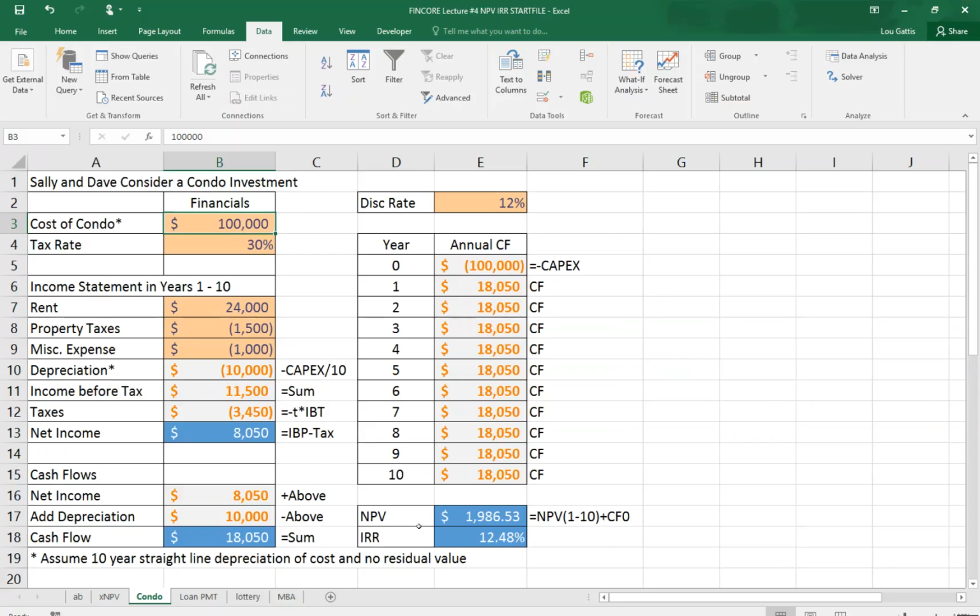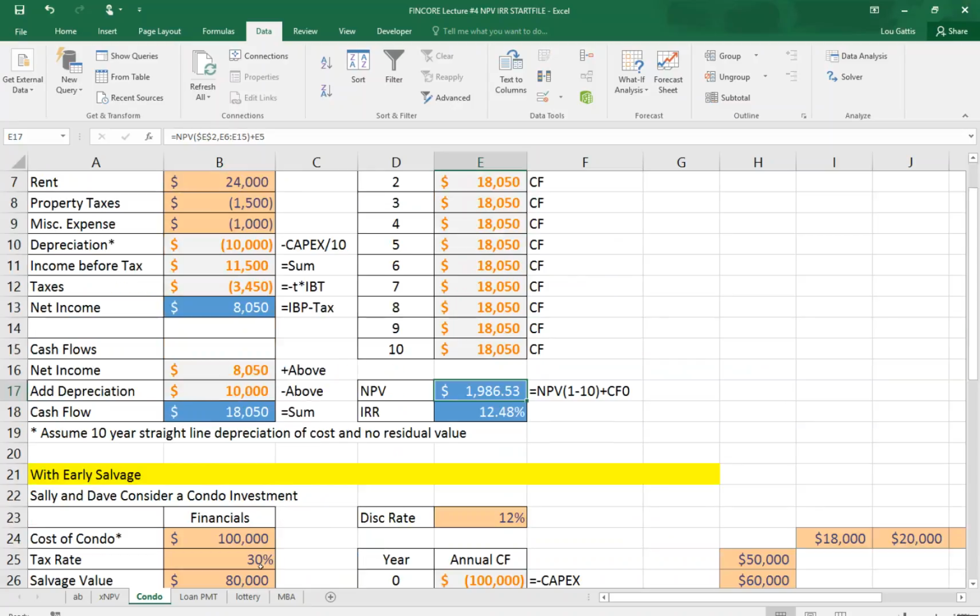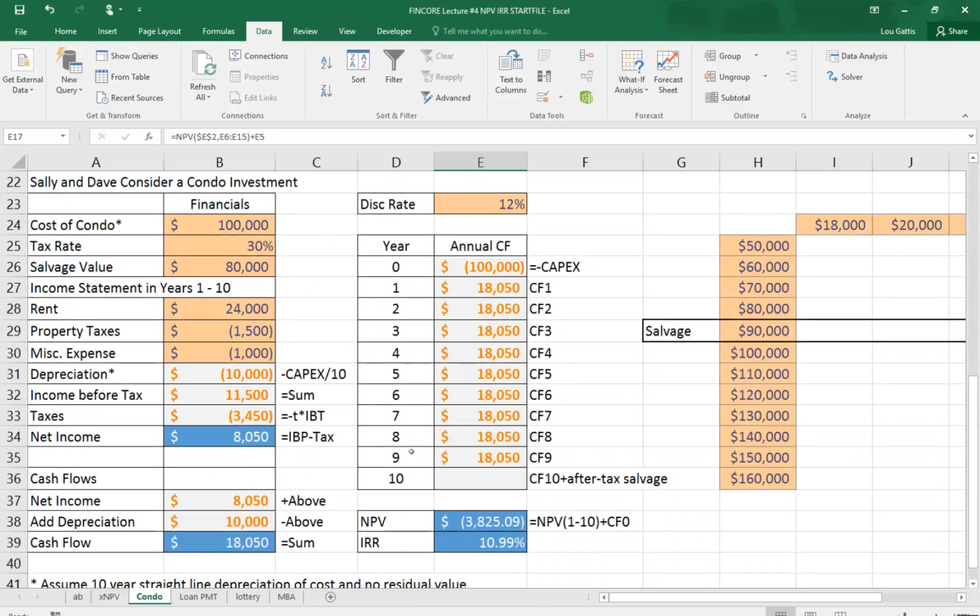So what we can do is take the same example. These are the exact same cash flows as before, except for the final cash flow. In the final year, we're going to get $18,050, then we're going to sell the condo for $80,000. However, we're only going to be able to keep 1 minus the tax rate. So our final cash flow is going to be $74,050, which is the final operating cash flow of $18,050 from our rent and expenses, plus the fact that we sold the condo for $80,000 and paid taxes on the full amount since it was fully depreciated.